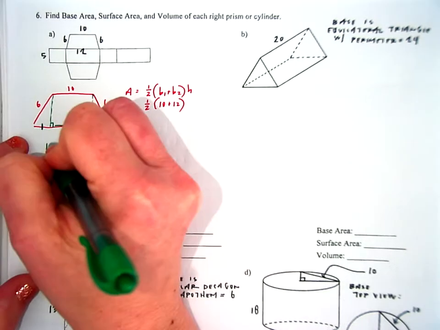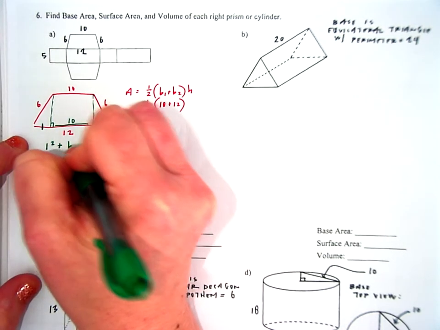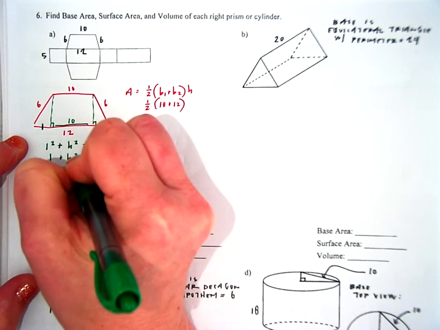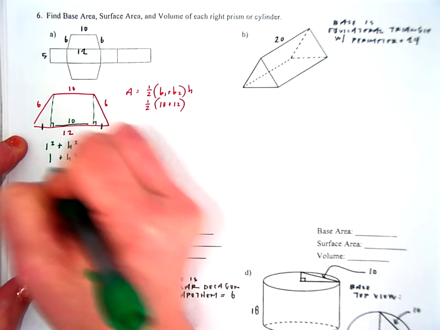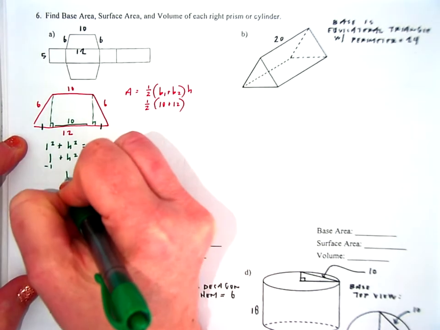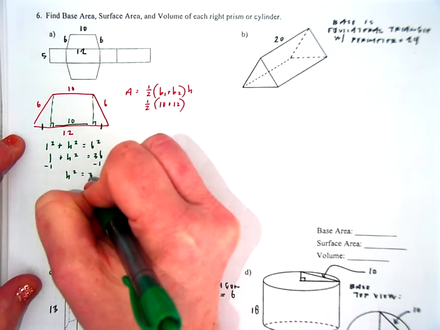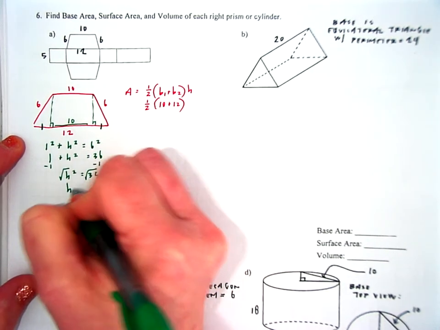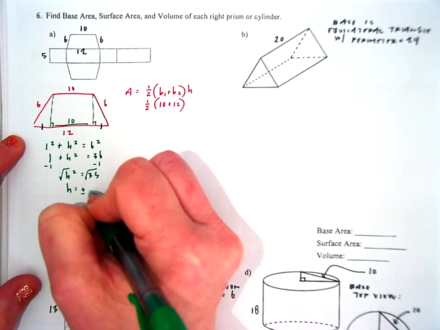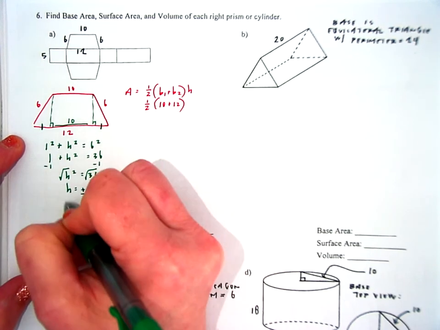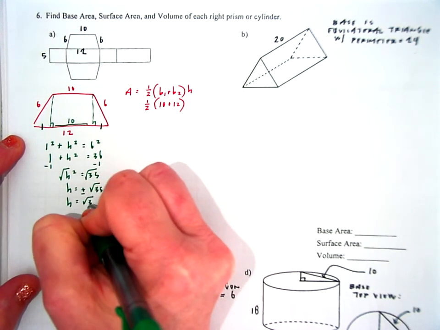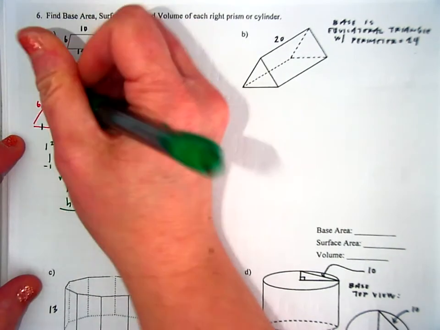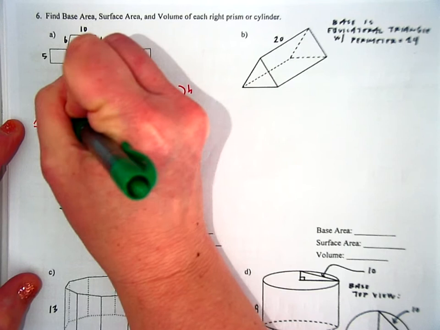So I know that 1 squared plus that height squared equals 6 squared. So 1 plus the height squared equals 36. Take away the 1, the height squared equals 35. I solve by taking the square root. I know that this would be plus or minus the square root of 35, but I'm only interested in the positive. So right here, the height of my trapezoid is the square root of 35.